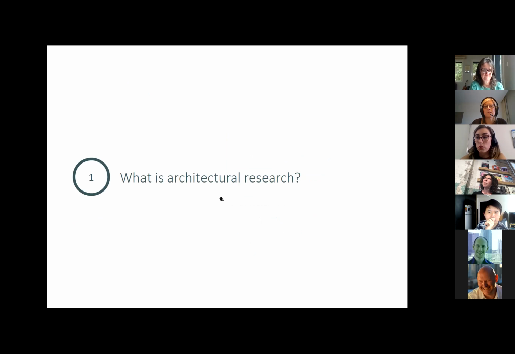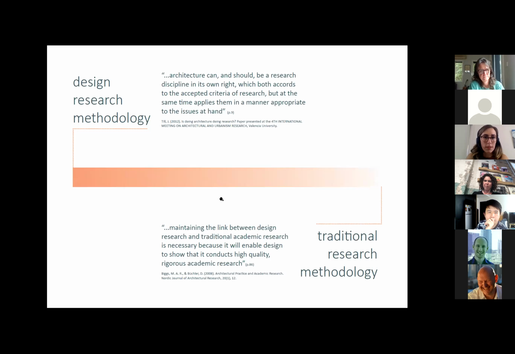So on to the secondary questions. What is architectural research? The first area of inquiry obviously has to do with the definition of architectural research. And the literature is really interesting in this area. You've got literature talking about design research on one hand, and on the other hand, literature that are proponents for traditional research methodologies, and it's a spectrum in between.